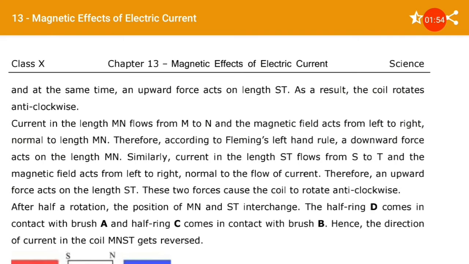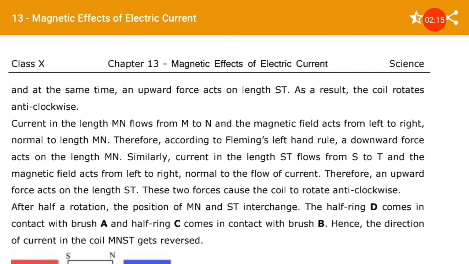Similarly, current in the length ST flows from S to T and the magnetic field acts from left to right, normal to the flow of current. Therefore, an upward force acts on the length ST. These two forces cause the coil to rotate anticlockwise.